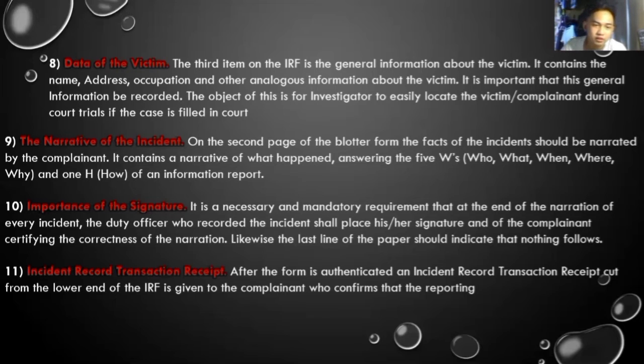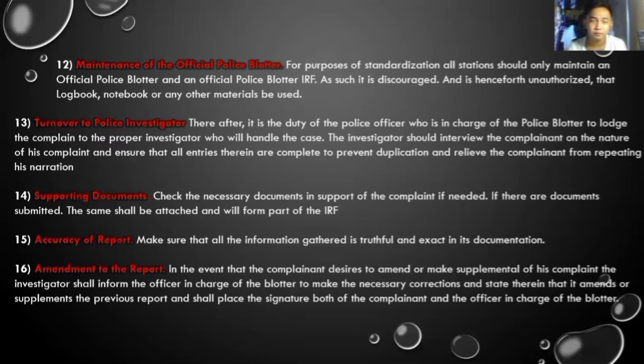11. Incident record transaction receipt. After the form is authenticated, an incident report transaction receipt cut from the lower end of the IRF is given to the complainant, who confirms the reporting. Nandun sa IRF yung kinakaltas, tapos ibibigay mo yun sa taong nag-report.